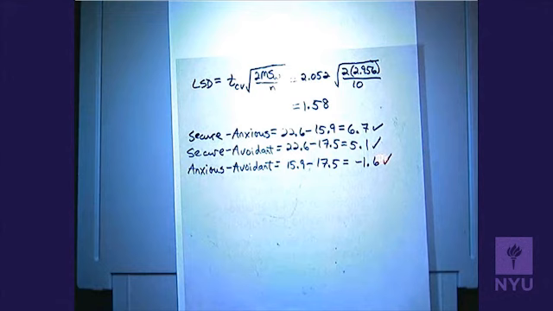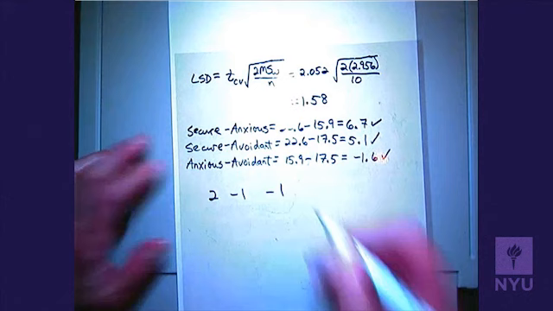Okay? Now here's a question. If I was going to do a contrast comparing anxious and avoidant to secure, what would the coefficients be? Comparing secure to anxious and avoidant. Yeah. Can you explain how you got it? Seems obvious, right?